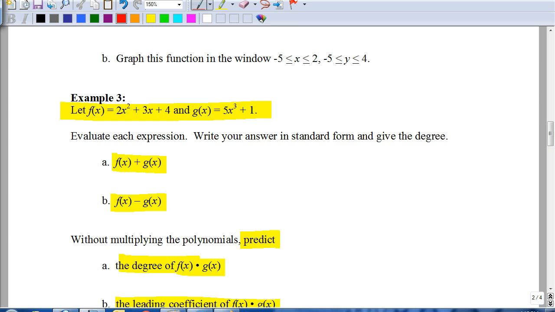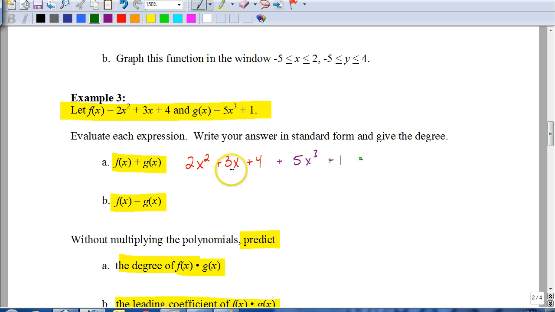Let's look at these examples. Here we have a function f, 2x squared plus 3x plus 4. Function g is the function 5x cubed plus 1. In part A here it asks us to find what's f of x plus g of x. We're going to add these two functions together. So I'm going to take 2x squared plus 3x plus 4, and I'm going to add that to the other function, 5x cubed plus 1. We want to write your answer in standard form.